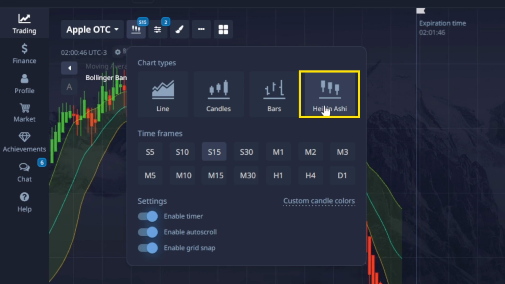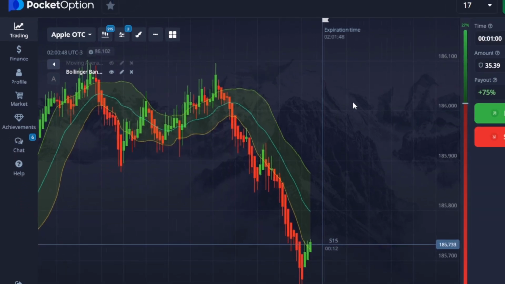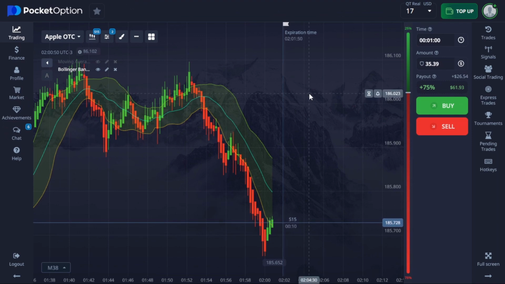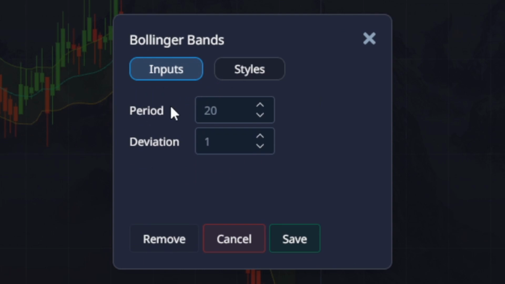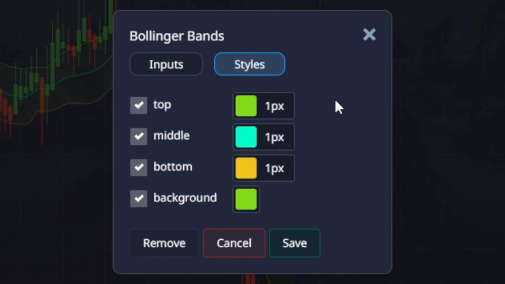The indicator we're using is Bollinger Bands. Alright? How do Bollinger Bands work? Let's set up our first. We will set the period of the Bollinger Bands to 20 and deviation to 1. Customize the style to your preference. Even remove the background if you want. Save the settings and we are done.